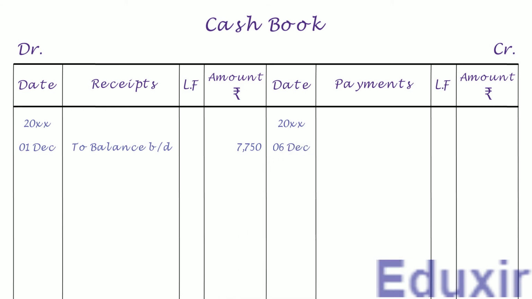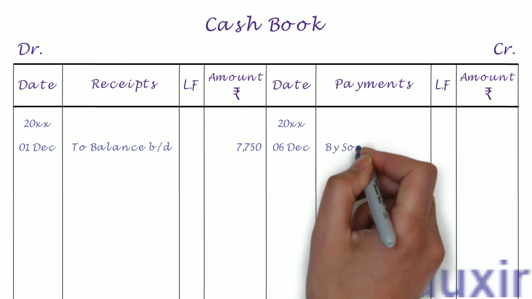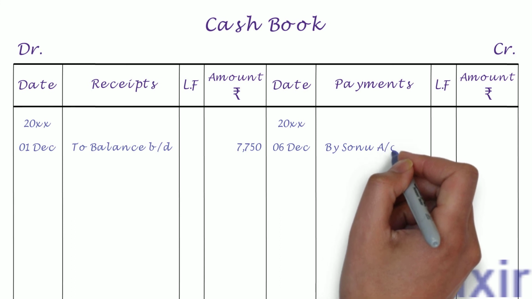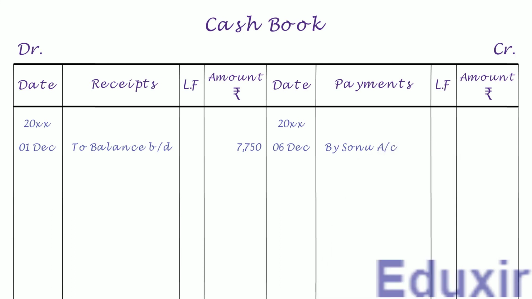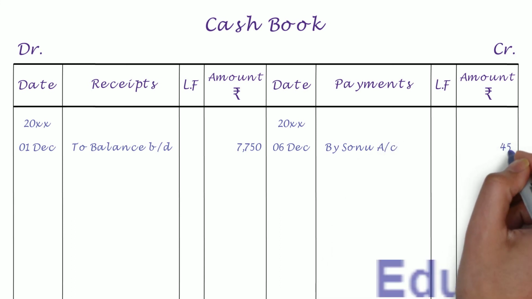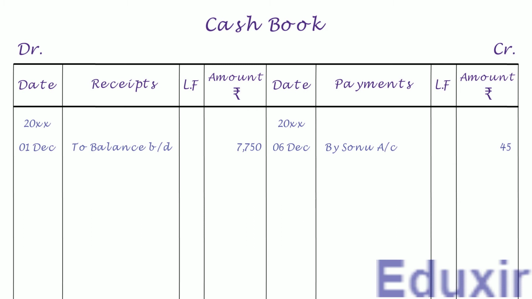As you know, the entries in the payments column start with "by". Let us then record Sonu account in the payments column. Let us then record the credit amount of 45 rupees in the amount column. With that, we have completed the posting of this transaction into the cash book. Let us now take up the next transaction.